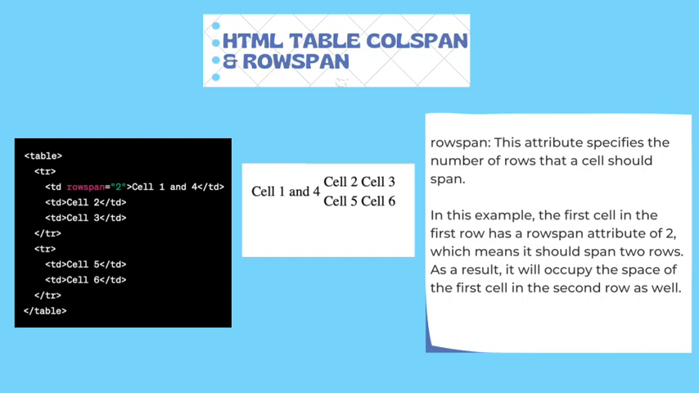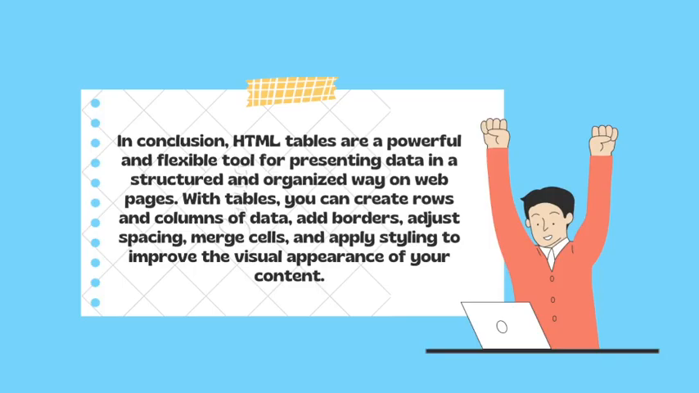In this example, the first cell in the first row has a rowspan attribute of 2, which means it should span 2 rows. As a result, it will occupy the space of the first cell in the second row as well. So let us conclude our section.